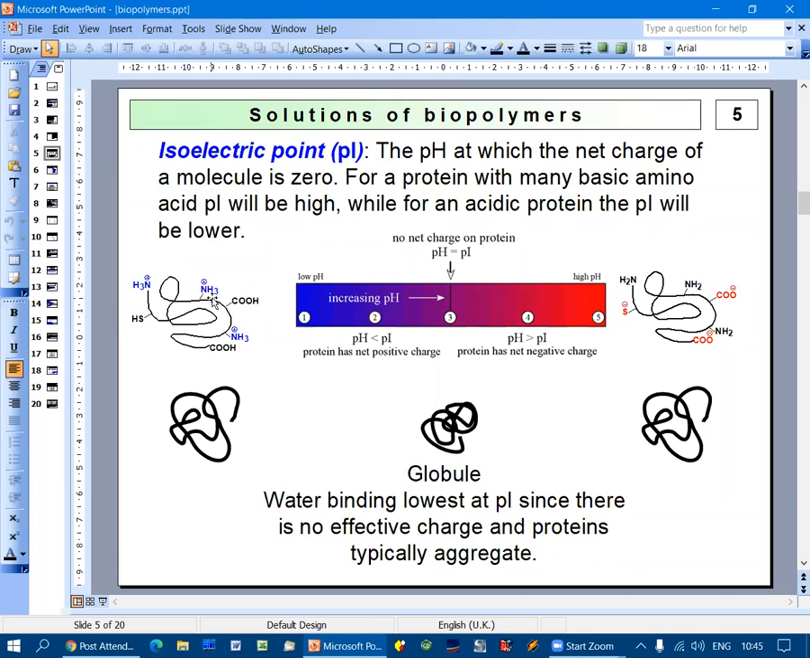But for proteins, the difference between two forms can be only one, for example, one positive charge. It means that a molecule of protein can form a set of different buffer solutions.